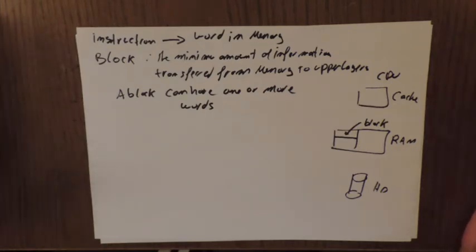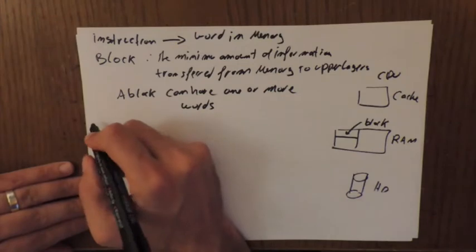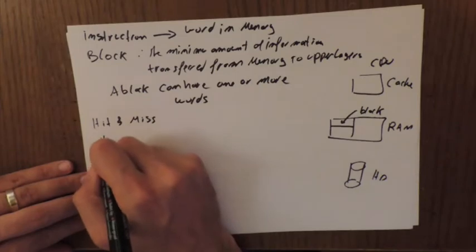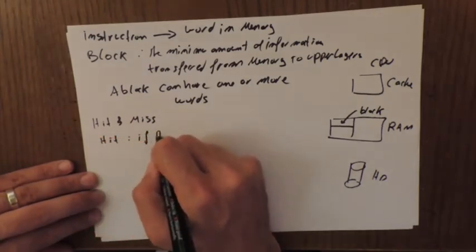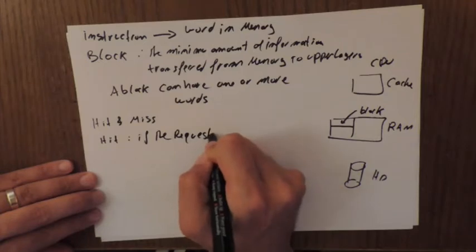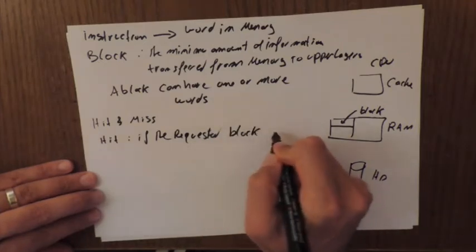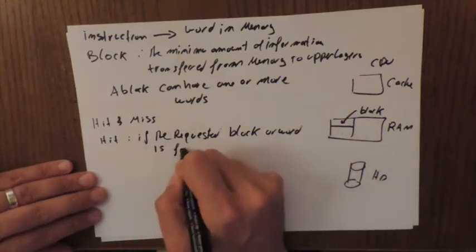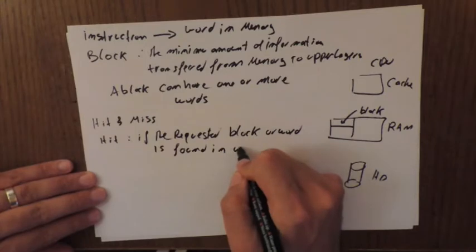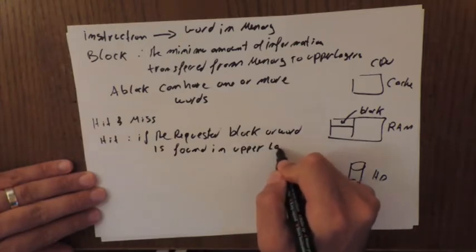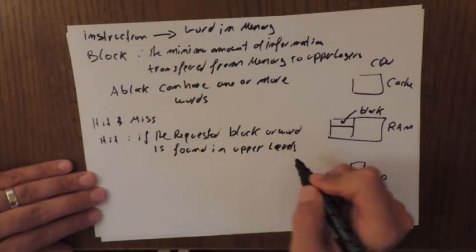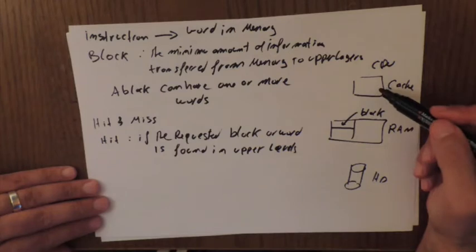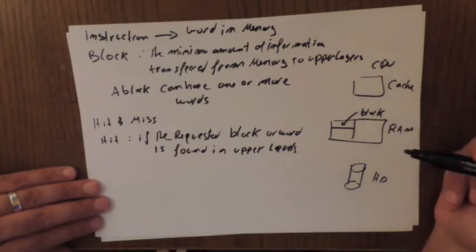Now, what happens if I didn't find the accessed words inside the cache? So here I have the notation of hit and miss. It's a hit if the requested block or word is found in upper levels. So a hit in cache is if I find it in cache. A hit in RAM is I find it in RAM.